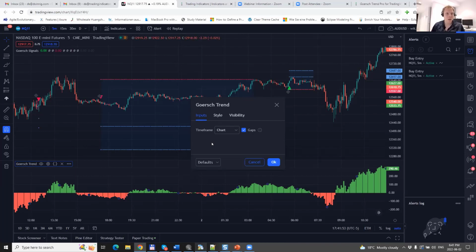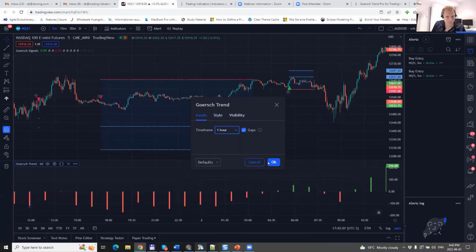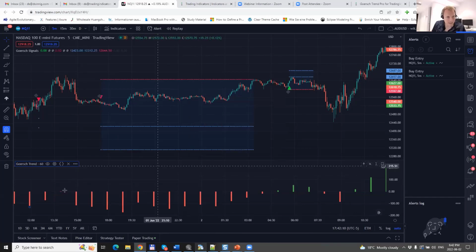But perhaps imagine the chart is on 5 minutes, but I'd like to see my Goersch trend histogram for perhaps the 50-minute time frame or 1 hour time frame. So what I can do, I can select the 1 hour time frame, and immediately the indicator will update.